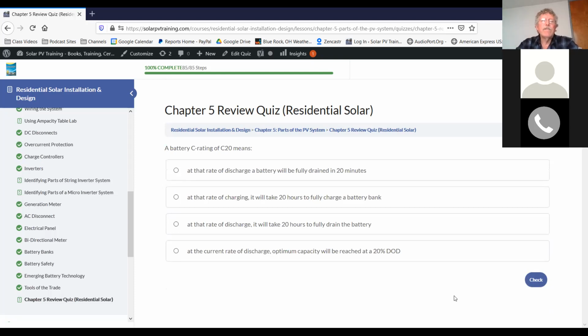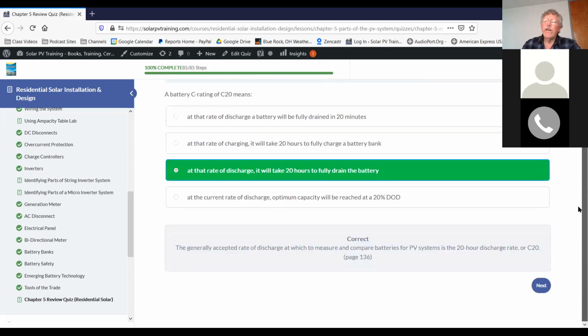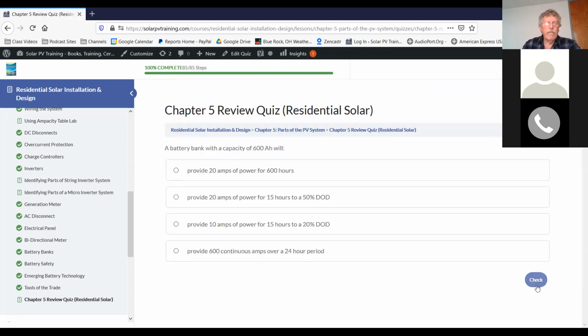Battery C rating of C20, well, I mentioned this before. It's a rate of discharge, takes 20 hours to fully drain the battery. And the faster you drain a battery, the less energy is within the battery. So C1, draining it over 1 hour, has less energy than C100. If you install a system and it turns out you don't have as much storage capacity as you thought, it may be because you've undersized your battery bank and people are drawing the energy out faster than over a 20-hour period.